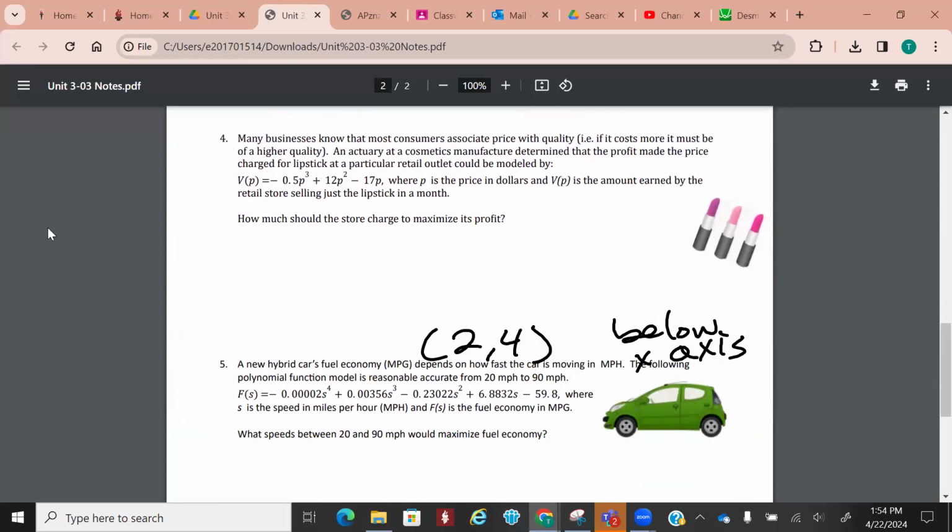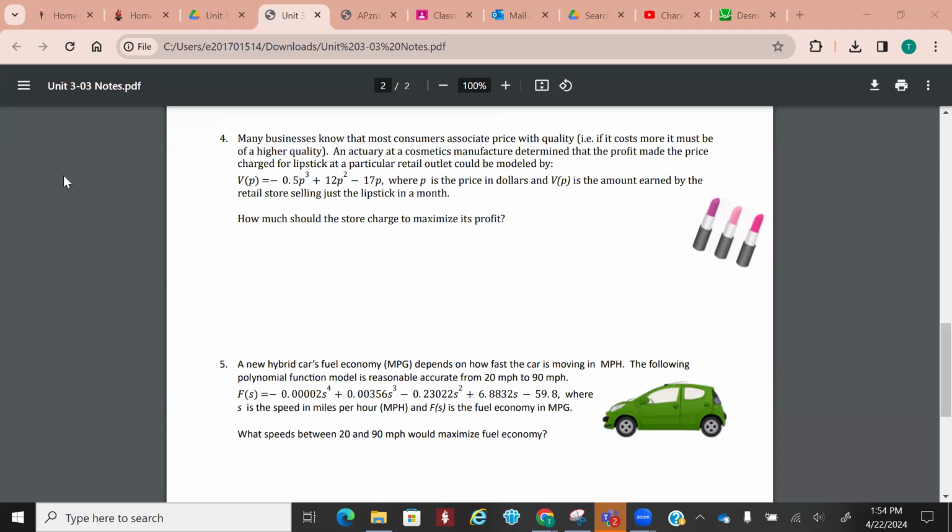On number 4, many businesses know that most consumers associate price with quality. If it costs more, it's going to be higher quality. Okay, an actuary at a cosmetics manufacturer determined that the profit made from the price charged for a lipstick at a particular retail outlet could be modeled by this equation, where P is the price in dollars and V of P is the amount earned in the retail store selling the lipstick in a month. How should the store charge to maximize its profit?